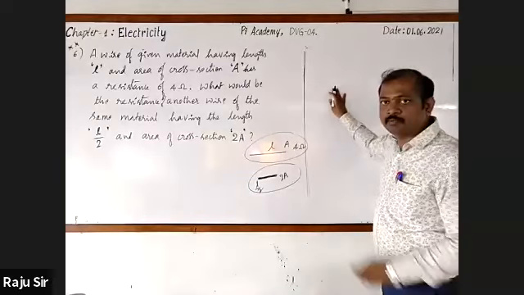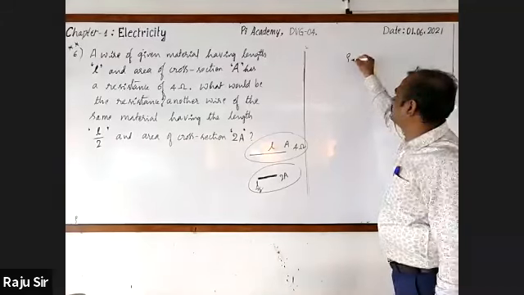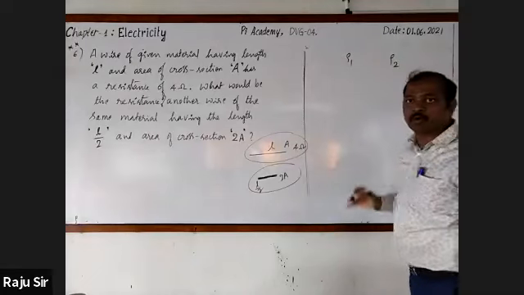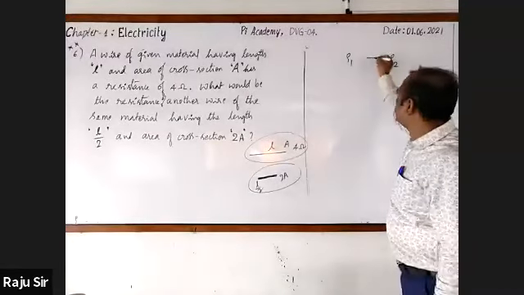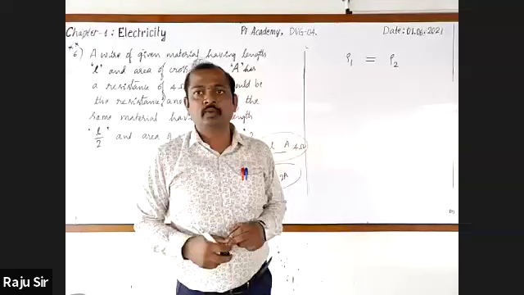First you understand, afterwards you can write with me. I'll take resistivity of the first wire as rho 1 and resistivity of the second wire as rho 2. Both are equal. Yes or no? Vijay Lakshmi, you tell why this statement is correct: rho 1 is equal to rho 2.